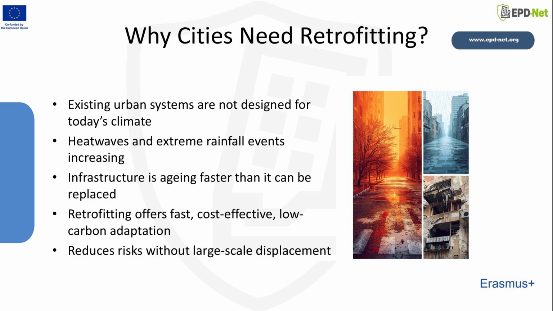Cities today face climate conditions that many of their existing buildings and infrastructures were never designed to handle. Heat waves are becoming more frequent, extreme rainfall is more intense, and infrastructure systems are aging faster than they can be fully replaced. Under these pressures, waiting for complete redevelopment is often unrealistic. Retrofitting provides a pragmatic, relatively fast, and cost-effective adaptation pathway.